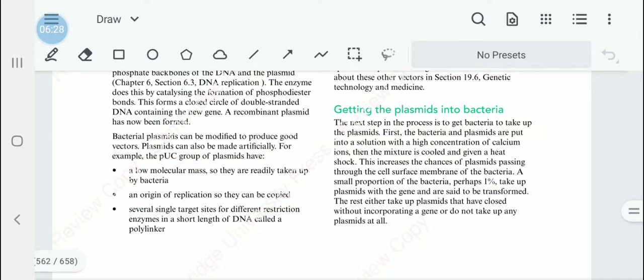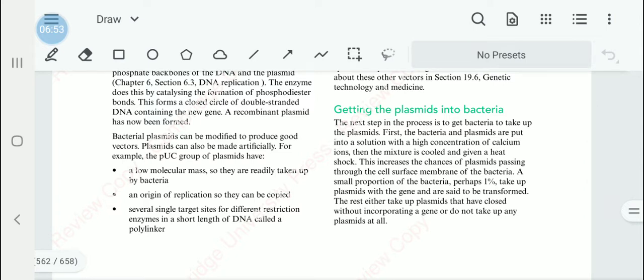So after producing the plasmid gene link, now our purpose is to transfer this plasmid into the bacteria. First of all, what we need to do is the bacteria and the plasmids need to be put into a solution with high concentration of calcium ions.